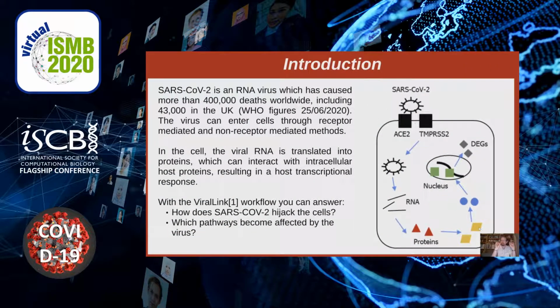We know that SARS-CoV-2 has already caused more than 400,000 deaths worldwide and 43,000 in the UK. The virus itself enters the cell through receptor-mediated transport, through the ACE2 and the co-receptor TMPRSS2. Then inside the cell, it releases its RNA, and then it's translated to proteins. These proteins and their fragments will interact with various human proteins and propagate the signal to the various transcription factors and induce a transcriptional response.